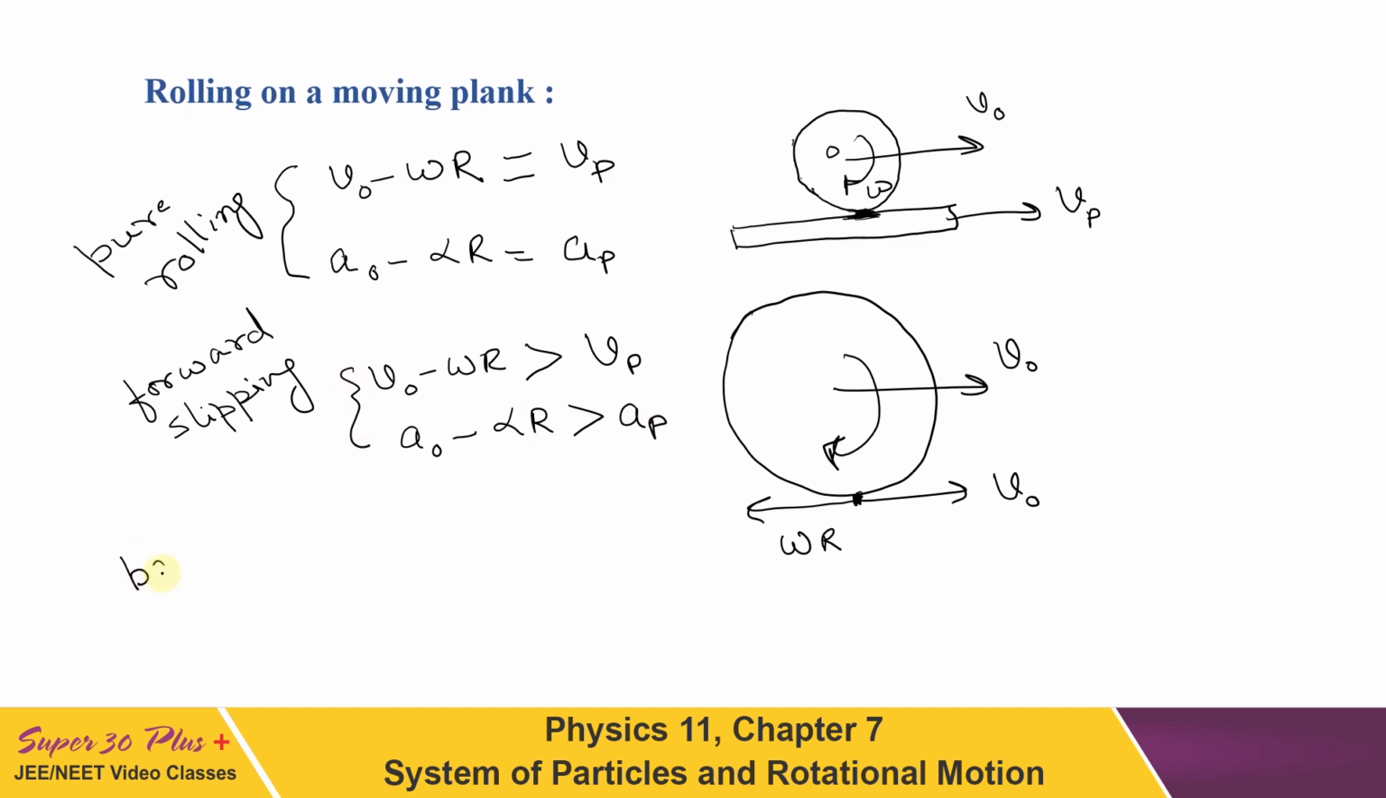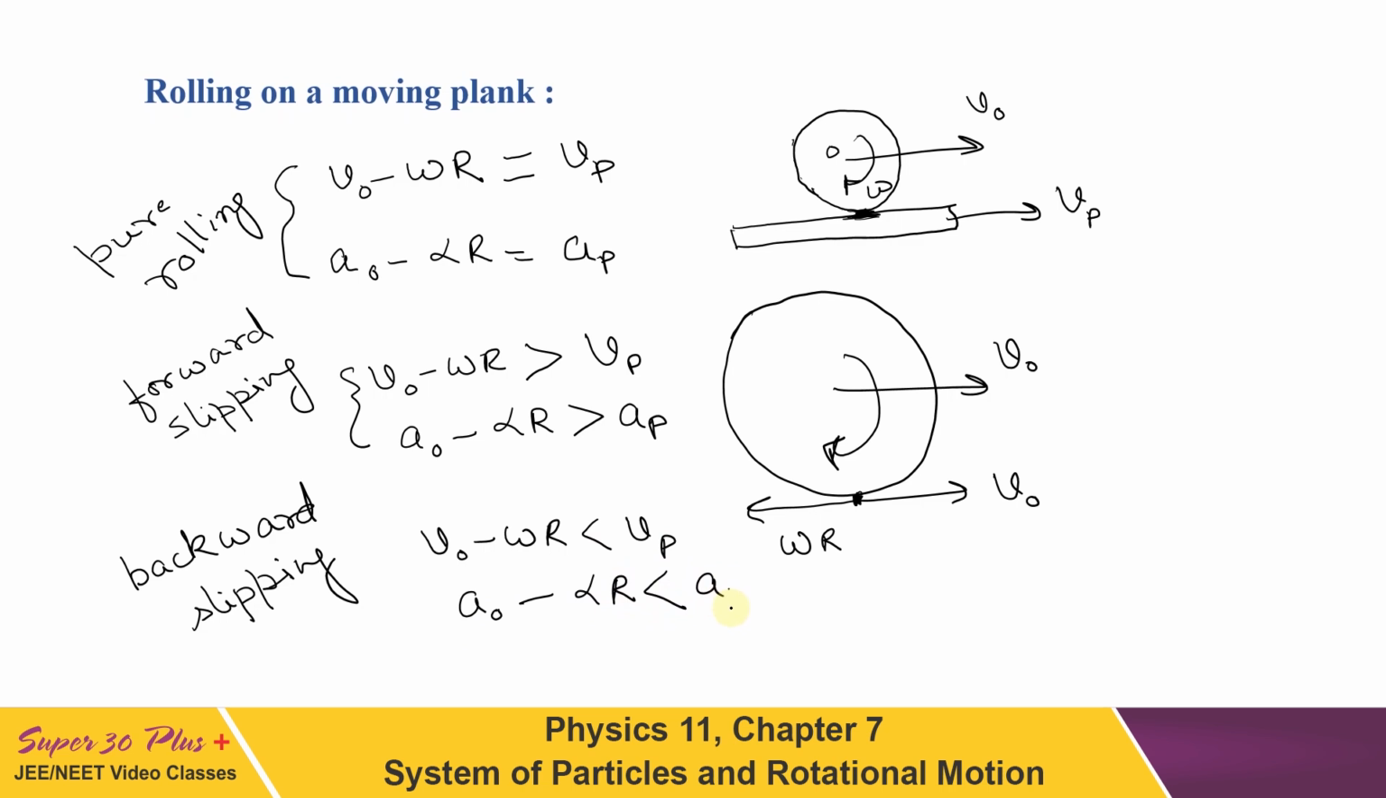Next I am going to consider backward slipping. And what conditions have to be there? For backward slipping, it should be v0 minus omega r less than Vp, and similarly for acceleration, A0 minus alpha r less than Ap. So here I have written all the conditions for velocity and acceleration if the rolling is pure or impure. And now depending on the situation given in your question, you can consider any relation among these shown here.